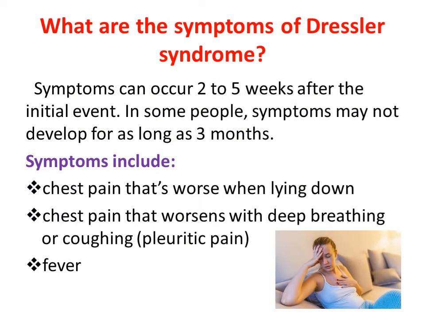What are the symptoms of Dressler syndrome? Mainly the symptoms occur from 2 to 5 weeks after the initial event, and some people will be asymptomatic until 3 months. The main symptom is that the patient complains of chest pain.